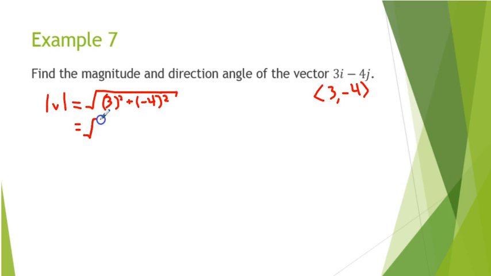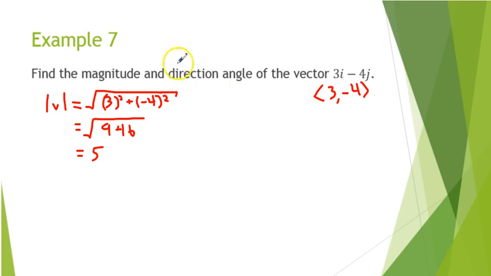So in this case, 3 squared is 9. Negative 4 times negative 4 is 16. And these would add up to 25, and the square root of 25 is equal to 5. You might have already expected this answer because you saw that this was going to make a 3, 4, 5 triangle. Now, the next part, the direction angle, this is what's new for us.